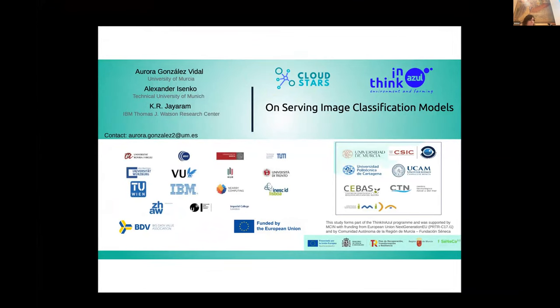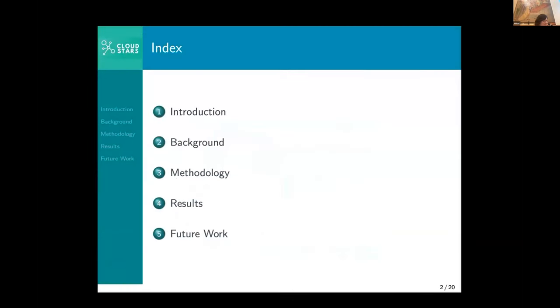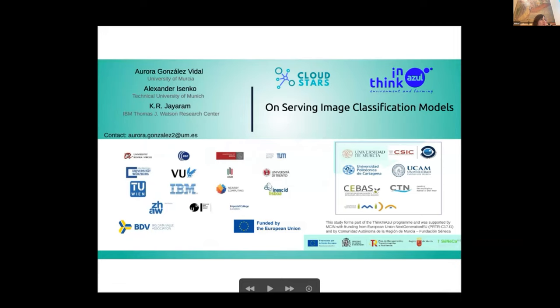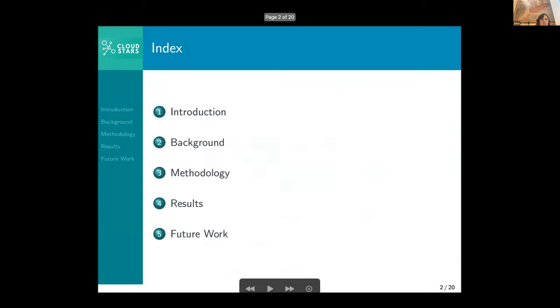No problem. So our next and final speaker of the session is Aurora González-Vidal. Hello, my name is Aurora. I'm a postdoc from the University of Murcia in Spain, and I would like to present on serving image classification models, work that has been developed with Kier Jaram from IBM Watson and Alexander Isenko from Technical University of Munich.